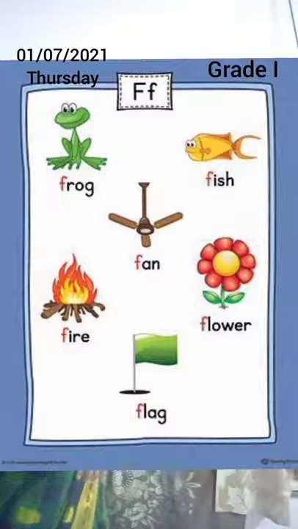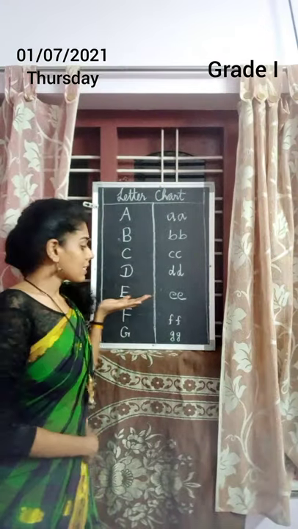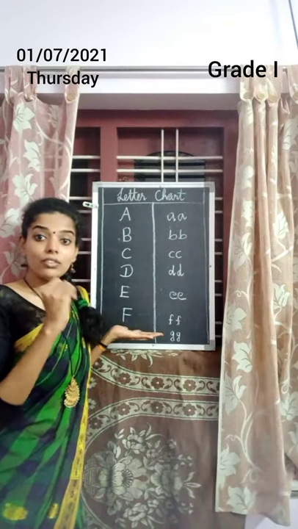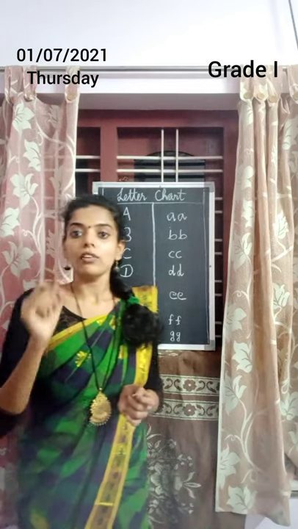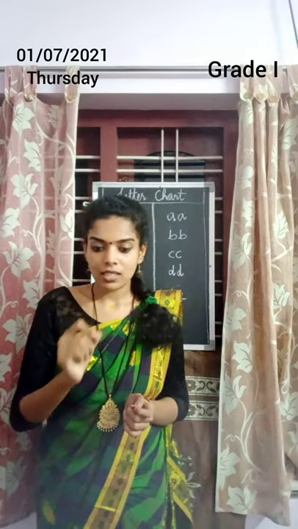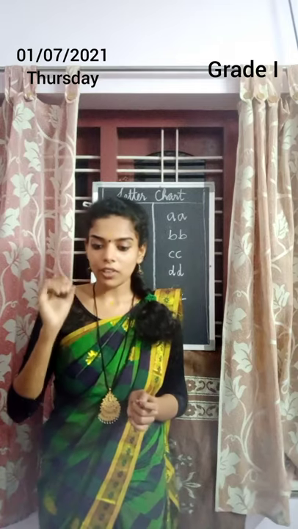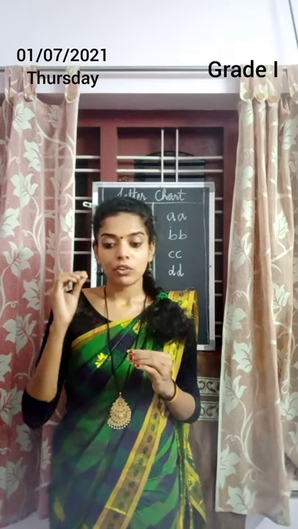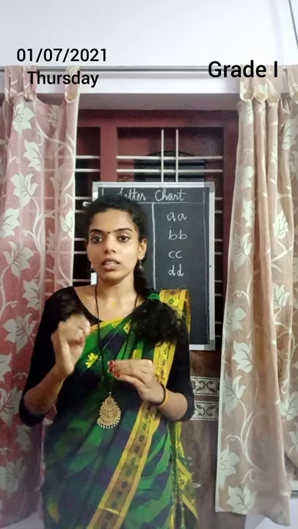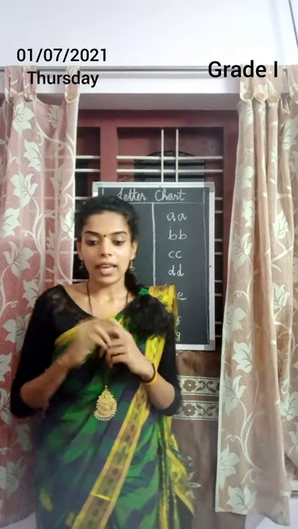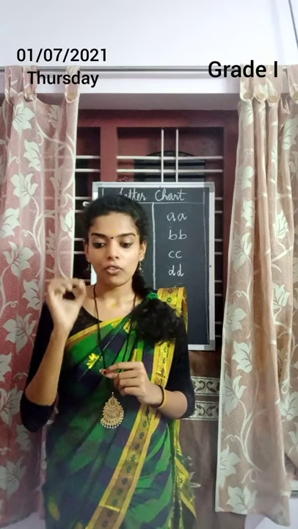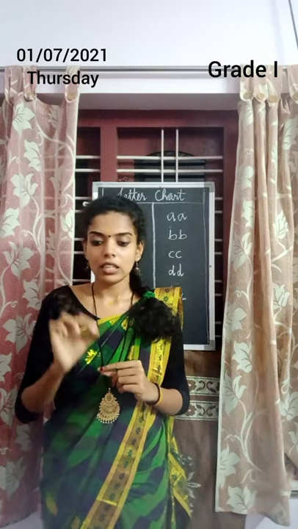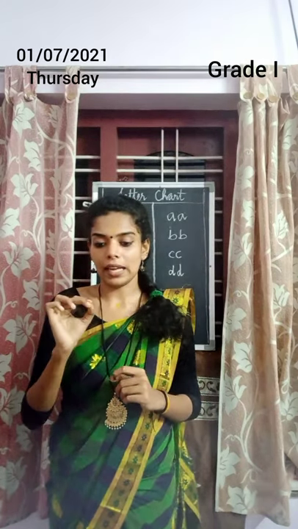So, the sixth alphabet is F. Its sound is F. So, the examples are flag, fox, frog, fish, fan, fire, flower, flag.